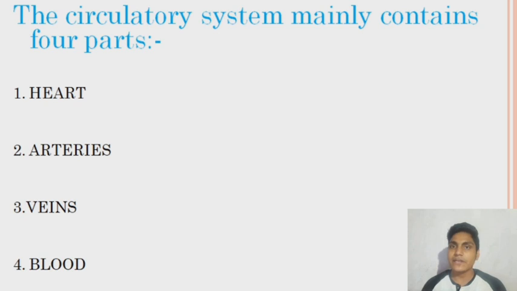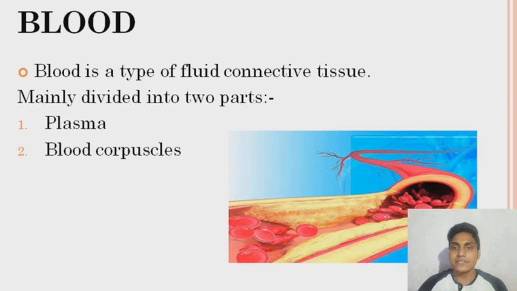Before explaining the different parts, I would like to tell you that the discovery of the human blood circulatory system was basically done by a great scientist known as William Harvey. He gave the concept behind how the blood circulates in our human body. The four major parts of our blood circulatory system are heart, arteries, veins and blood. Now we will explain each part in detail. Let's start with the first topic, that is the blood.